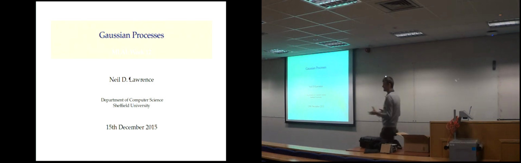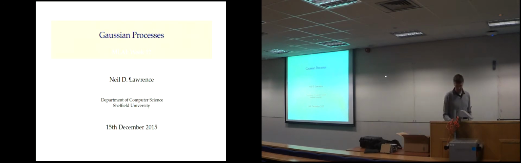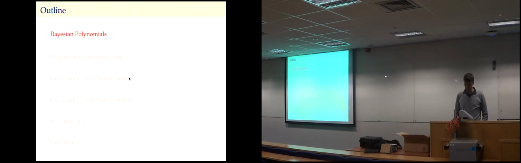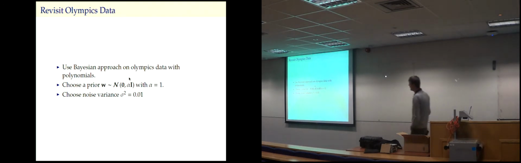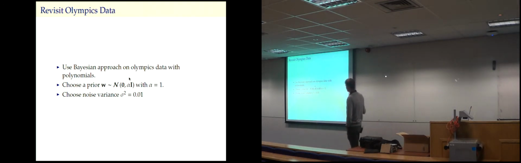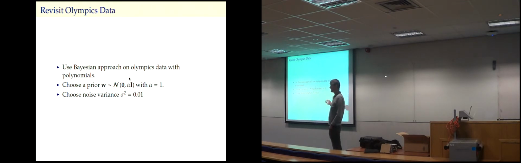Of these basis function models, we've been looking at these linear models which create nonlinear functions. So what we'll start by doing is having a look at what we've been doing before, which is a reminder from I think week 4 or 5. So this Bayesian approach on the Olympics data with polynomials.